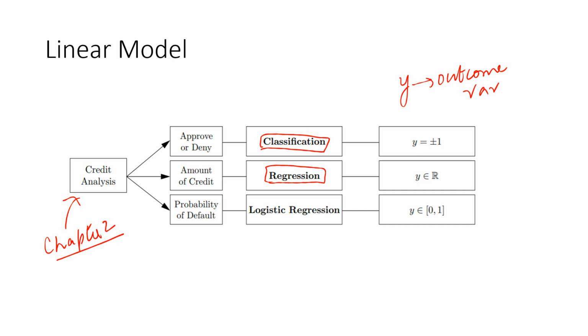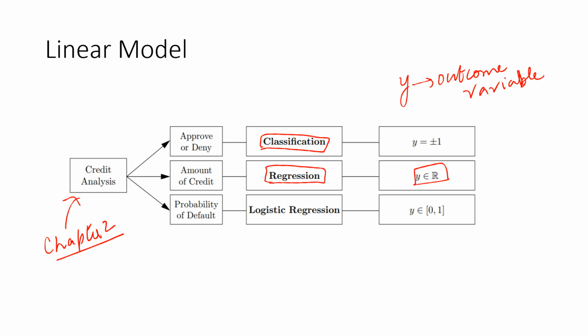if the outcome variable is +1 or -1, just some binary outcome, then that's a classification problem. If y is a real valued variable, then it has a real value. It could have any real number as the outcome, and that's a regression problem. For example, in the credit card analysis, I could do amount of credit.